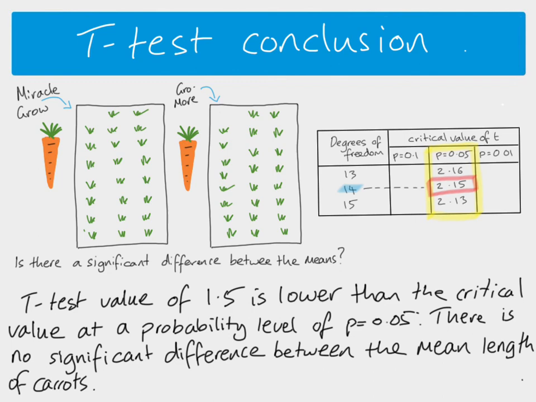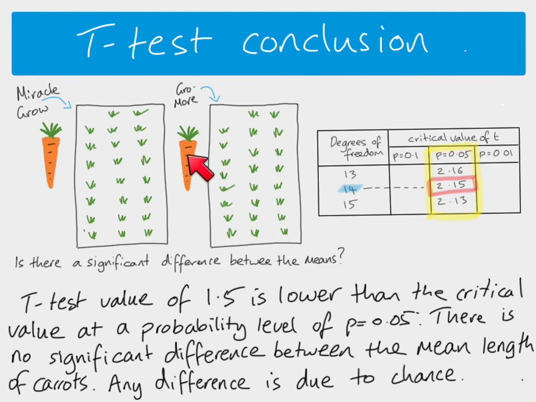And in this case, we mean the mean length of carrots. What's important here is that we actually specify what we mean. So there's no significant difference between the mean length of carrots, and then really importantly, any difference is due to chance. So the mean value of Miracle-Gro and Growmore was not the same, but that difference is not significant. The difference in the means is just due to chance.